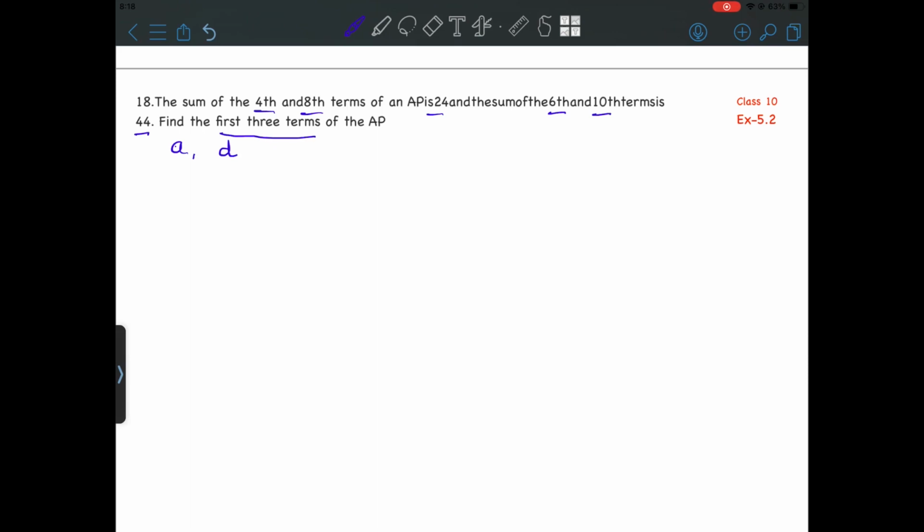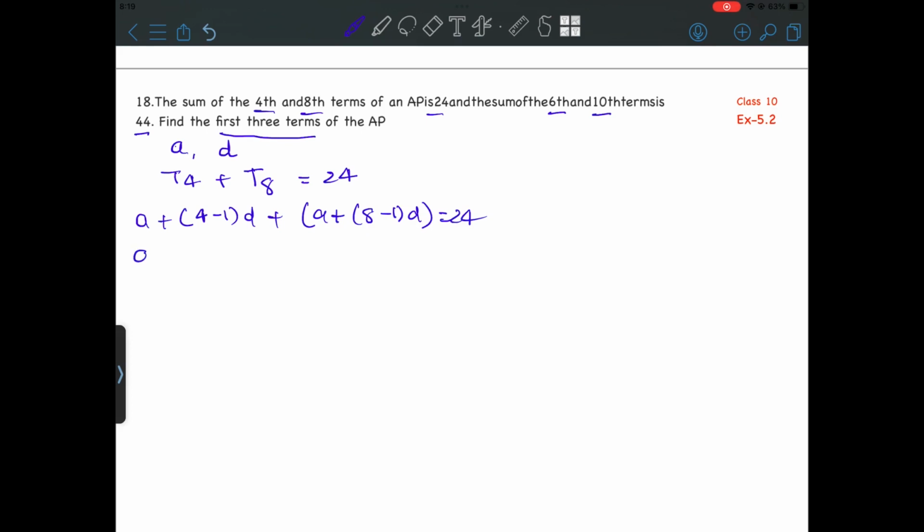It means that T4 plus T8 is equal to 24. So now let's put the values here with the formula which we always use. That is A plus (n minus 1)D, n is 4, plus A plus (n minus 1)D, n is 8, is equal to 24.